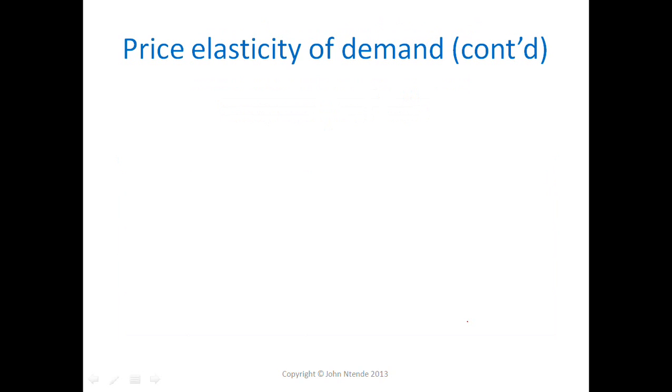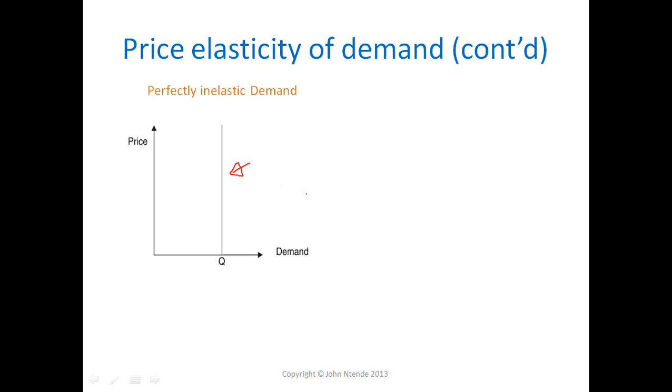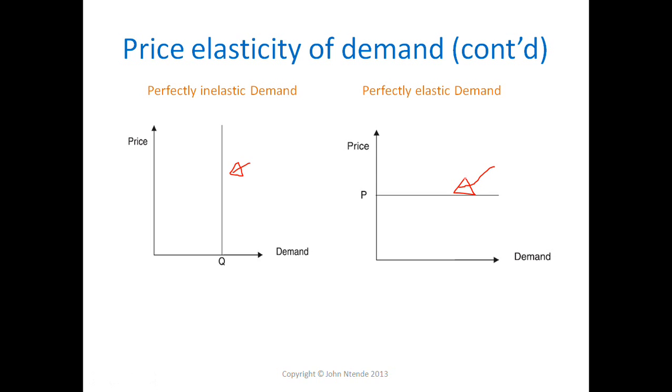So graphically, we can represent the perfectly inelastic demand simply as a vertical line. So you can see that whatever the price, there is no change in quantity demanded. Then the perfectly elastic demand will be a horizontal line, as you can see here. So any price beyond P will return the demand to 0. So that's briefly what elasticity of demand is and why it's important for pricing decisions.